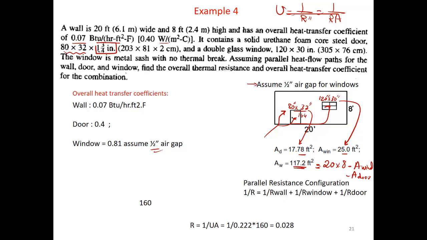So they are now parallel, so 1 over R total for all three is 1 over R for the wall, R for the window, and R for the door. We know that U is 1 over R.